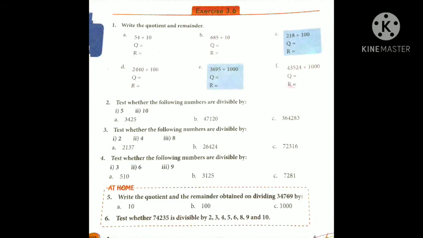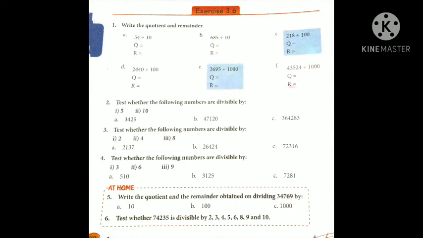Understood? This homework is exercise 3.6, page 110. Total 6 questions are there. The first one you can do in the textbook itself. 54 divided by 10. Without division we can find out. If a number is divided by 10, how can we say? The quotient is the number which comes in the tens and hundreds places.